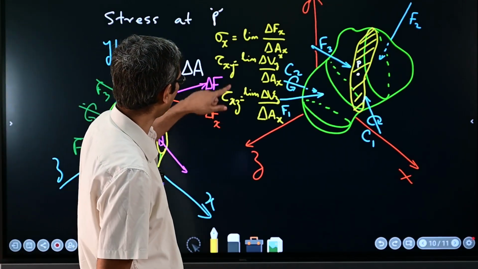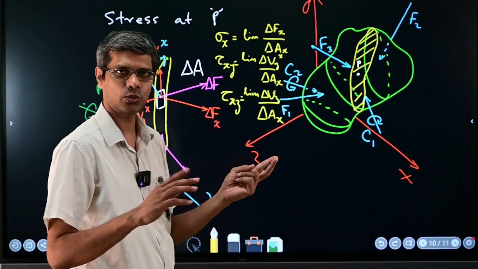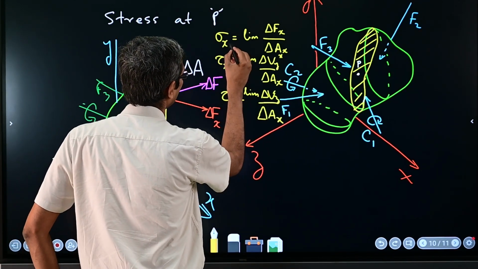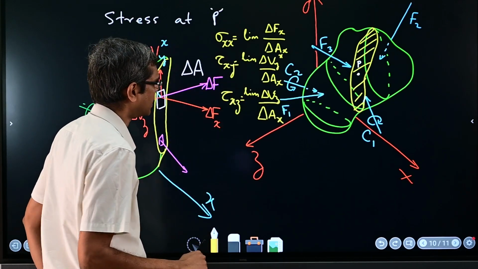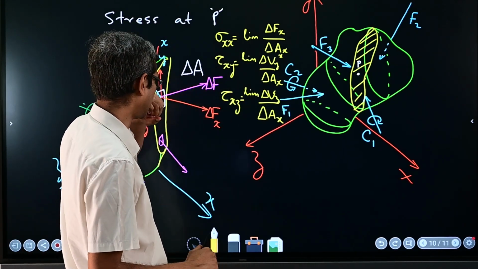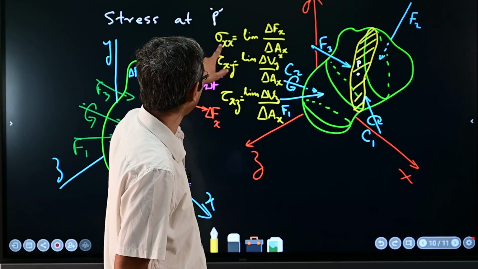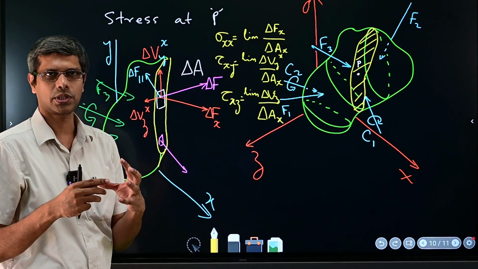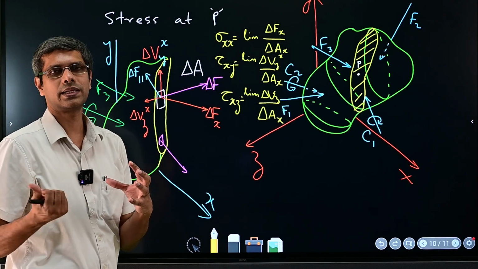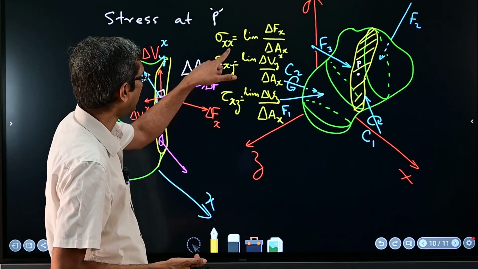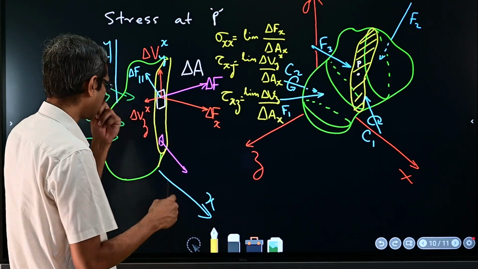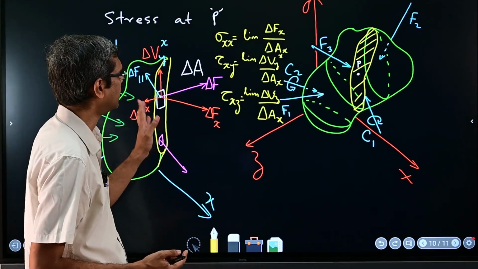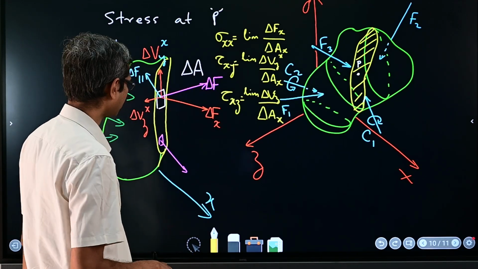And because these two are having two subscripts, it's always good to have two subscripts here also, like sigma xx, tau xy and tau xz. The first subscript everywhere is telling that this area element which we have chosen, its normal is in the x direction, and the second subscript is telling us in which direction we have resolved the force, okay, x, y and z. So that's how we define them.